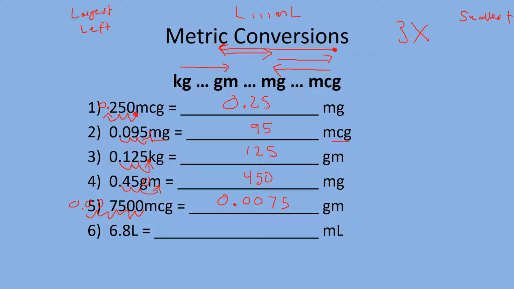And lastly, liters and mLs. Going from liters to mLs, it's 3 spaces to the right. So 1, 2, 3. There's its new home. Fill in your zeros. 6,800 mLs. So either multiply by 1,000 or divide by 1,000 when converting within the metric system.